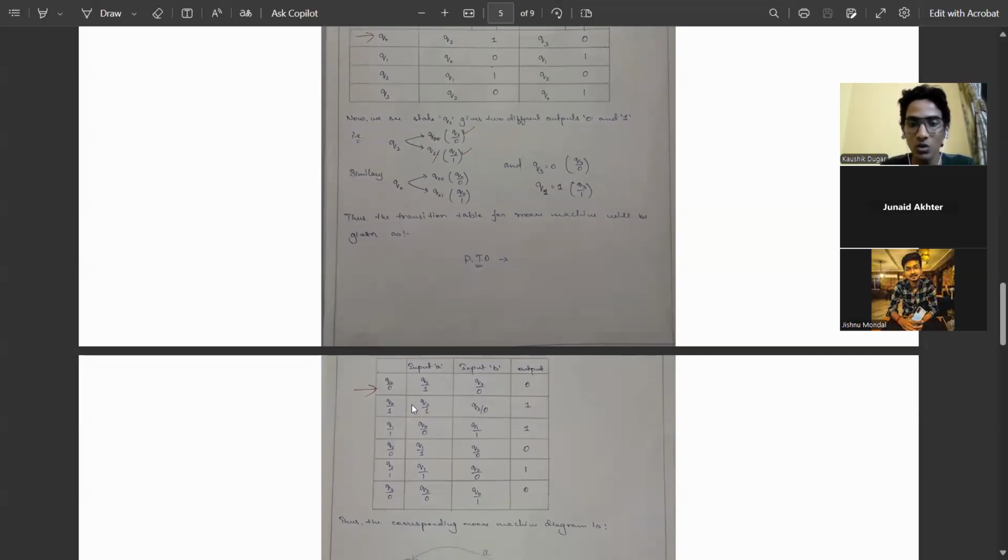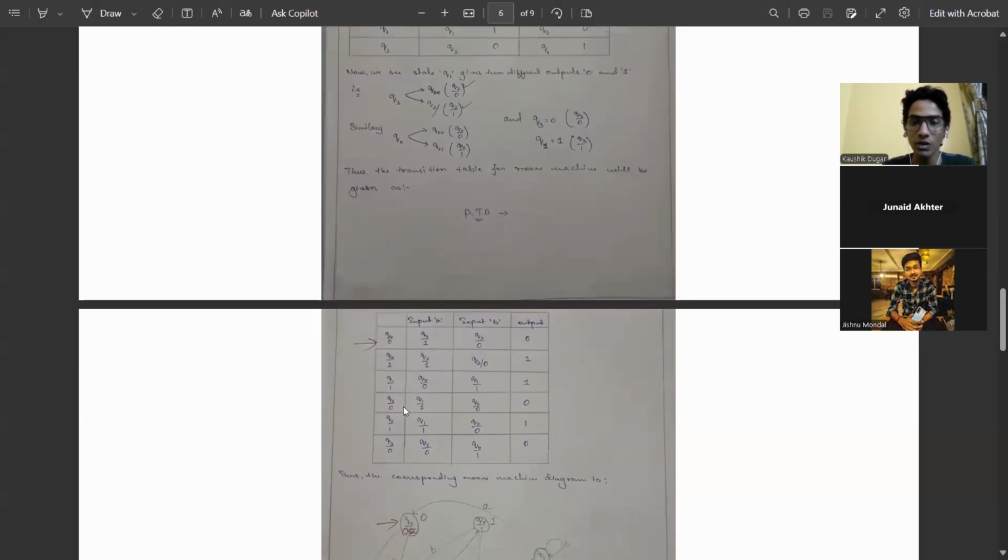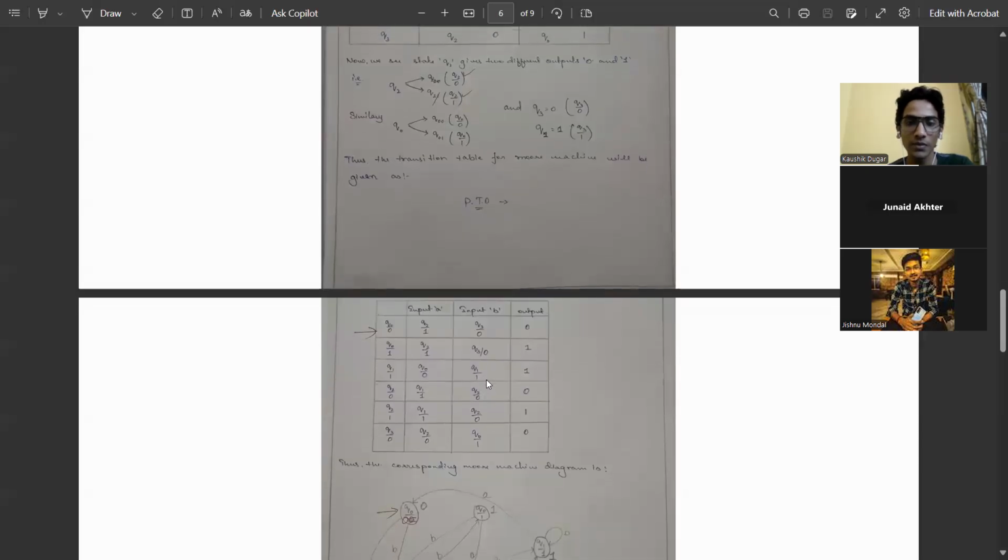Similarly for Q0, when output is 1 and input is A, we get a transition from Q0 to Q2, and for this transition we get an output of 1. And when Q0 has output 1 and input is given B, then a transition from Q0 to Q3 takes place and we get an output of 0. So here the output remains 1, as for Q0 we get an output of 1. Similarly, for Q1, when output is 1 and input A is given, then we get a transition to Q0 and output 0. And when input is B, then we get a transition to Q1 and output 1.